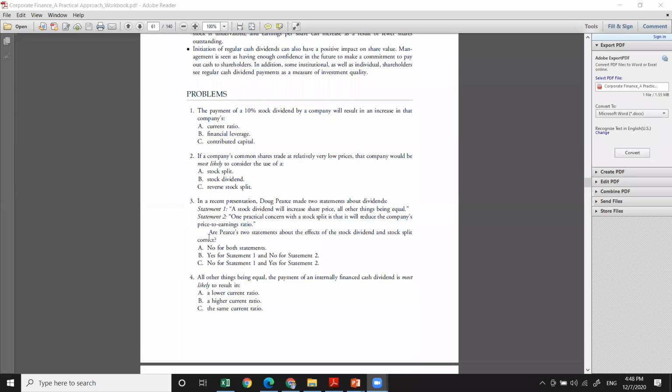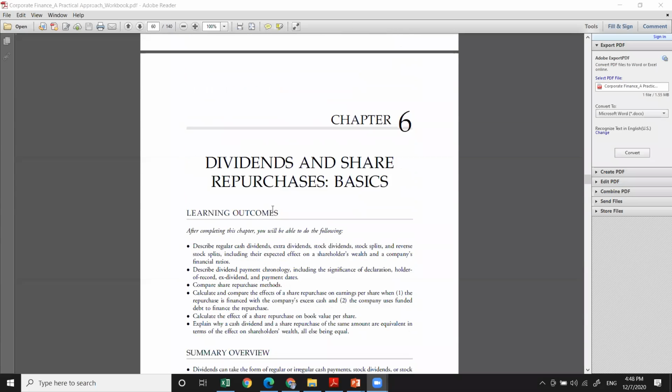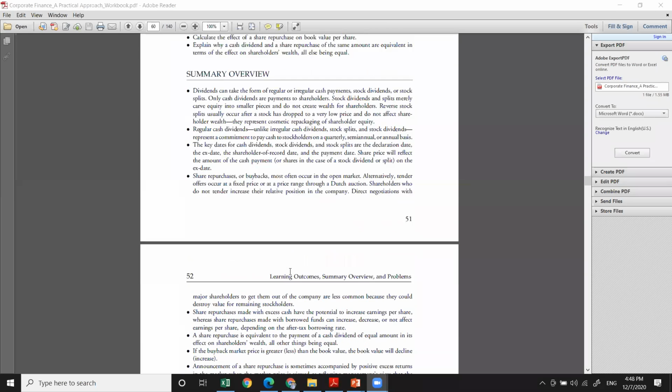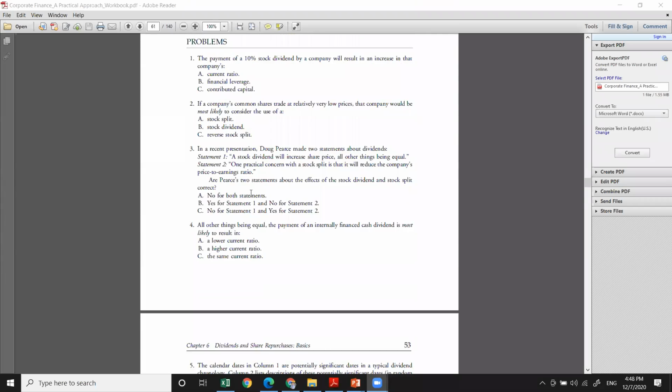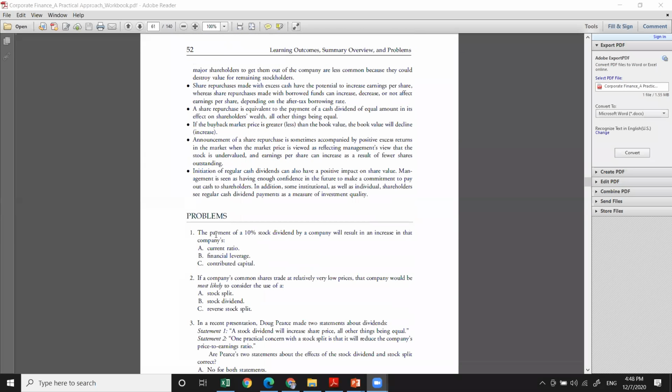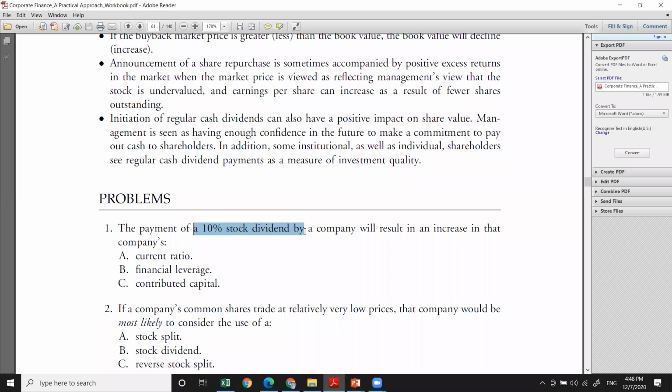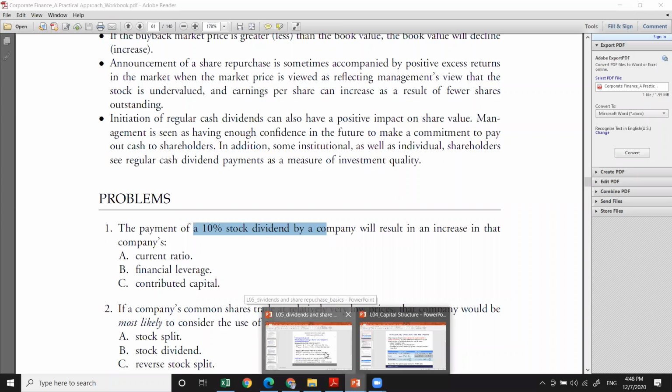Coming to chapter 6, which is dividend and share repurchases basics. In here, the first 5 questions are theoretical. I'm leaving them to you, but they're very simple. For example, the payment of a 10% stock dividend by a company will result in an increase in the company's current ratio. We know that stock split, stock dividend, and stock repurchases do not affect the current ratio, the liquidity. It's written in the last slide, if you remember.